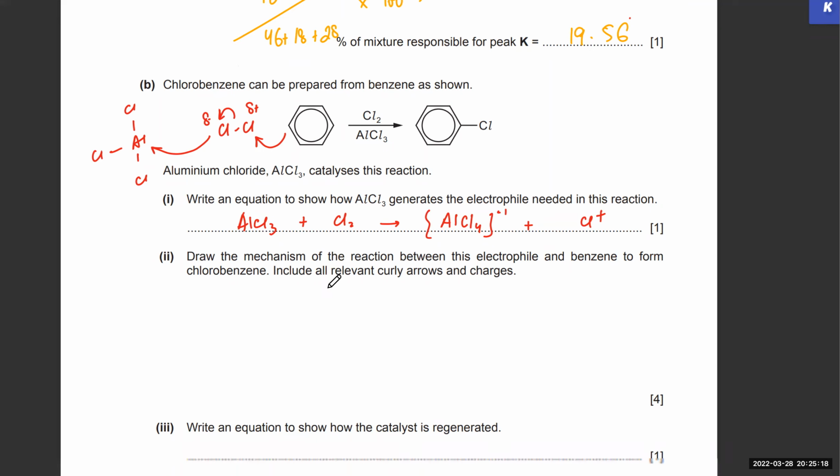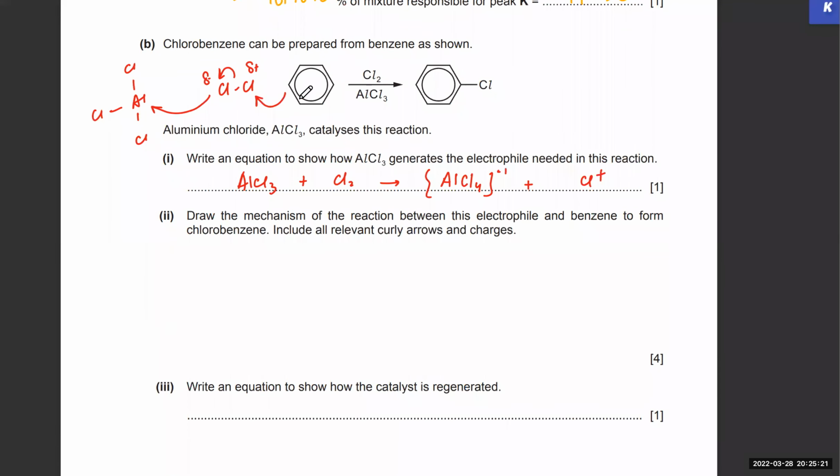So draw the mechanism of this reaction between this. We remember this one, we just wrote the equation for this part, how the electrophile was created in the first place. And include all relevant curly arrows. So you have to draw the mechanism. I mean, we already did part of it. That's the first step. What's the next step? The next step is AlCl4 -1 is produced, and one of the Cl+ goes and attaches to the benzene. So the electron cloud is now partial.